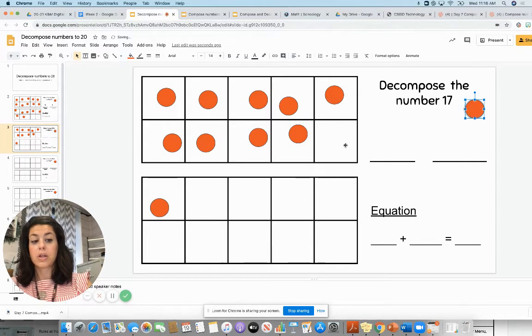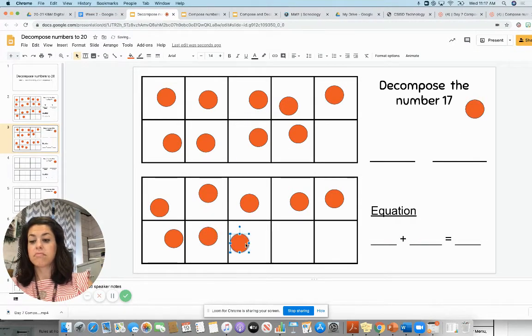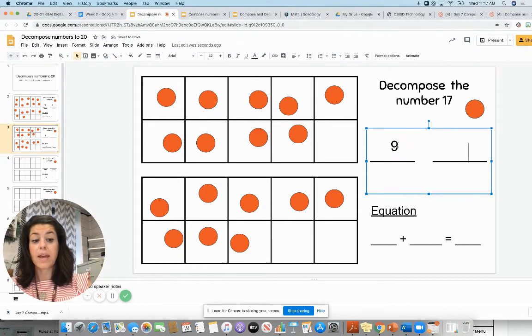1, 2, 3, 4, 5, 6, 7, 8. Does that make 17? Let's count and see. 1, 2, 3, 4, 5, 6, 7, 8, 9, 10, 11, 12, 13, 14, 15, 16, 17. So I broke it up a different way. I broke it up with 9, and I broke it up with 8.